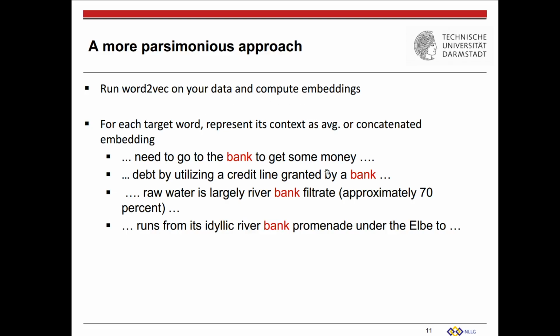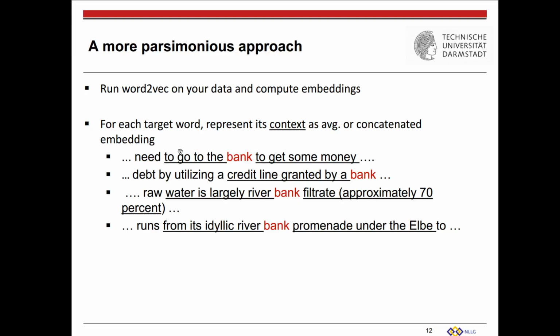And then let's say we have a target word like bank. We take all the contexts of this target word. So we look over all the occurrences of bank, and we look to the left and to the right of the word. For example, we could have a sentence like "need to go to the bank to get some money," or "the raw water is largely riverbank filtrate," or "runs from its idyllic riverbank promenade under the Elbe to," etc. So these could be our contexts, our sentences that all include the target word that we're interested in.